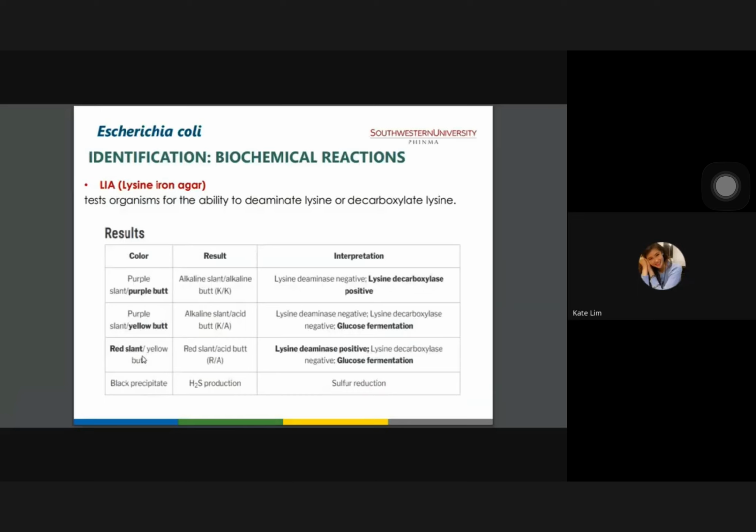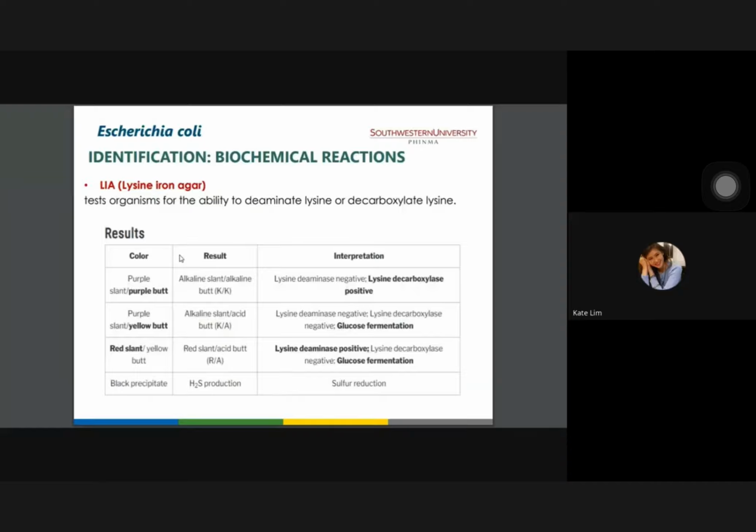Okay. How about the red slant and yellow butt? For the slant, what do we see? Deaminase. For the butt, what do we see? The decarboxylase. So the slant is red, it's positive, so write R over A, since yellow is acid. But then again, your red slant is positive, but your yellow butt indicates glucose fermentation alone, not lysine decarboxylase. So what you write there is: lysine deaminase positive, lysine decarboxylase negative, glucose fermentation. Okay. How about a black precipitate? Hydrogen sulfide, meaning sulfur reduction. Okay, I hope this is clear.